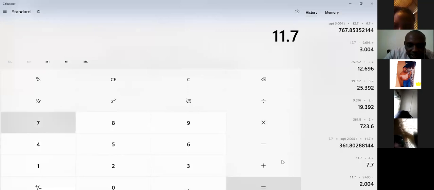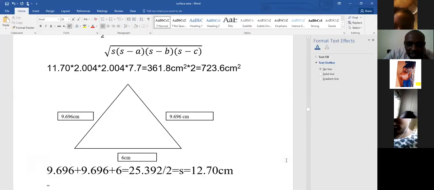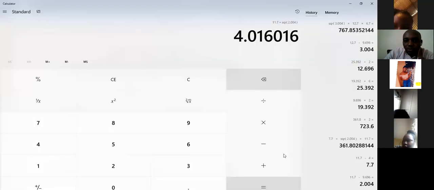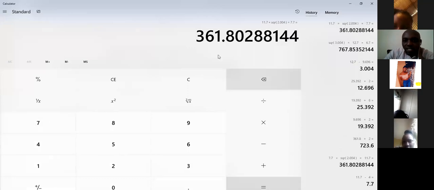11.7 times 2.004 squared. I don't know whether I'm doing the right thing. Let me see. 2.004, yeah, times 7.7. Yes. Times 7.7. The answer is 361.8, which I did not find the square root of. That's a mistake I did, this one.